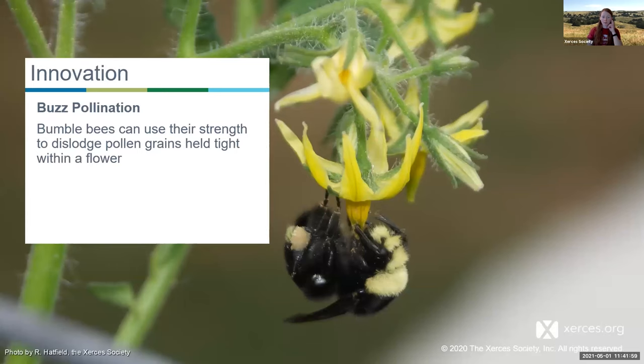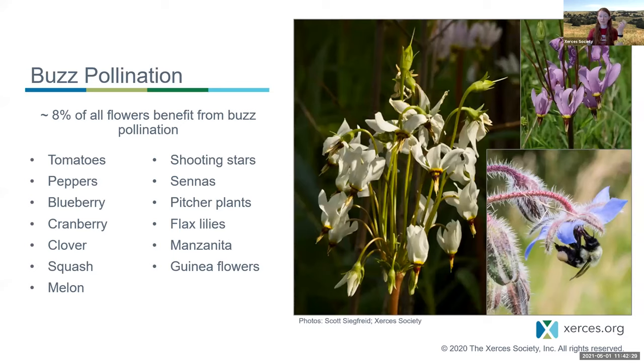The next feature about bumblebees is their innovation. Because of their size and their ability to induce shivering, they can do what's called buzz pollination, which is when they essentially disconnect their wing movements from their muscles and vibrate the flower so vigorously that they dislodge pollen grains. Some plants like tomatoes, peppers, blueberries, cranberries, and pitcher plants hold their pollen very, very tightly within their structures. They need a pollinator like a bumblebee to come and vibrate them so hard that it releases the pollen grains. Something like a honeybee isn't able to pollinate these plants.